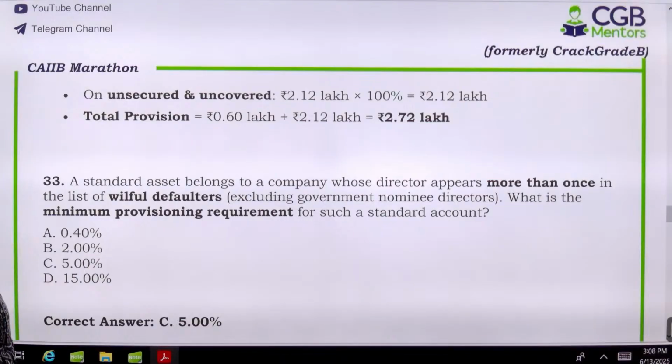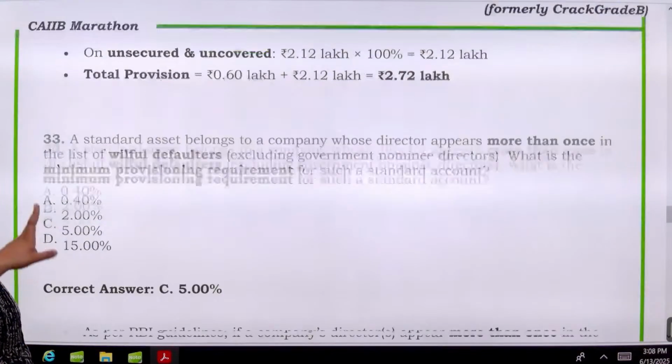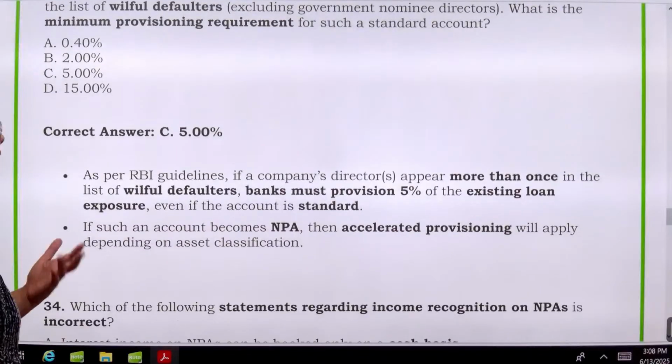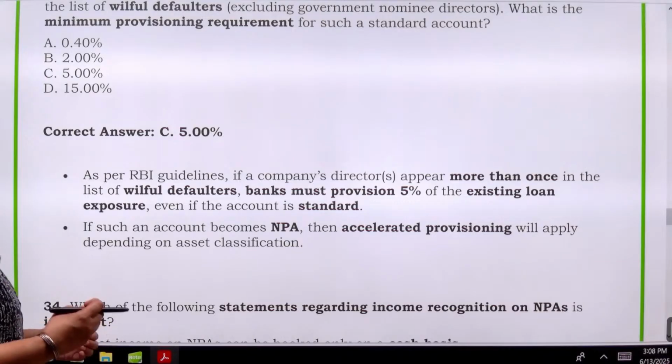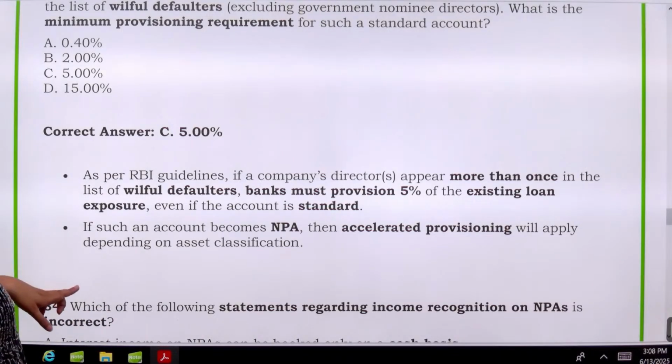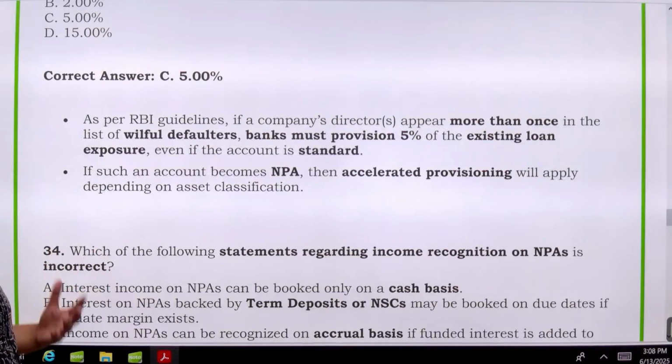Now, a standard asset belongs to a company whose director appears more than once in the list of willful defaulters. Now, what is the minimum provisioning requirement for such a standard account? It is going to be 5%, right. So, as per the RBI guideline, if the company's director appears more than once in the list of willful defaulters, the bank must provision 5% of existing loan exposure even if the account is standard, right. So, you will have to make a 5% provision.